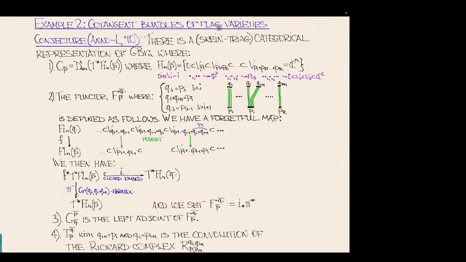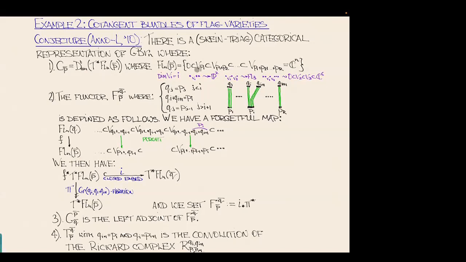So the second example is cotangent bundle flag braids. Nil-Hecke algebras we came up with recently, but this one is what we've been studying for 10 years. This is where our work on spherical functors and P^n functors comes from. We have a conjecture that there is a Skein-triangulated categorical representation of GBr_n, where the category corresponding to each partition of n is the bounded derived category of coherent sheaves on the cotangent bundle of the variety of partial flags in a space of dimension n defined by this partition.